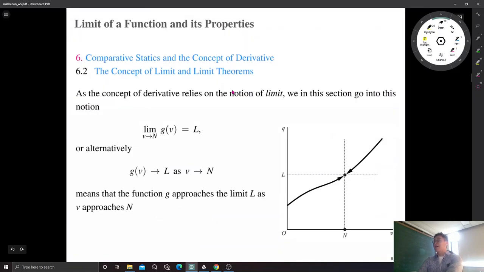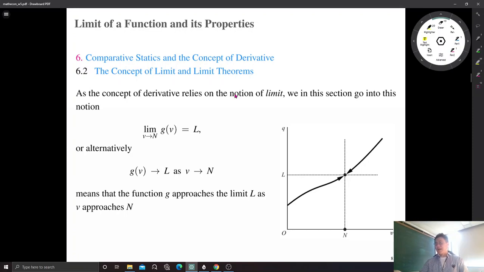So in this video, I'm going to talk about several properties of the limit and how to evaluate the limit and when limit exists. So I'm going to talk about several things about the limit. So this video is all about the limit.